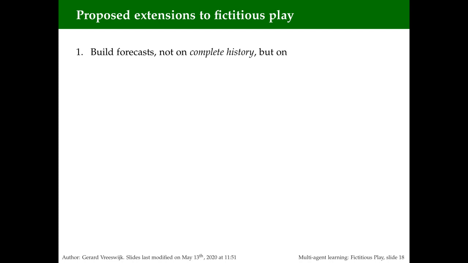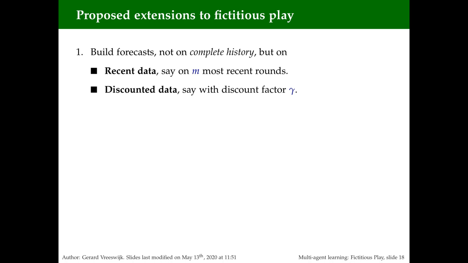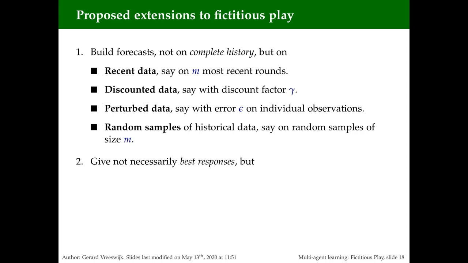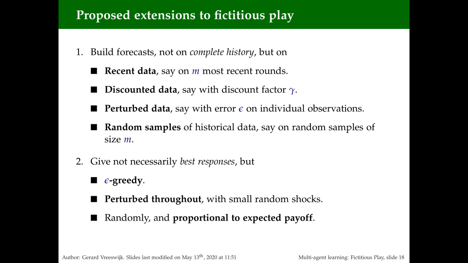Well, there are different ways to extend fictitious play. To build forecasts on counter players' behavior, not on complete history, but on recent data or on discounted data. So multiply your history with a certain discount factor so that history becomes less and less important. On perturbed data, so data with errors or noise, or random samples of historical data. To give not necessarily best responses, but not absolutely greedy responses, or perturbed ones, that is, give best responses but sometimes with an error, or give responses proportional to expected payoff and then random.